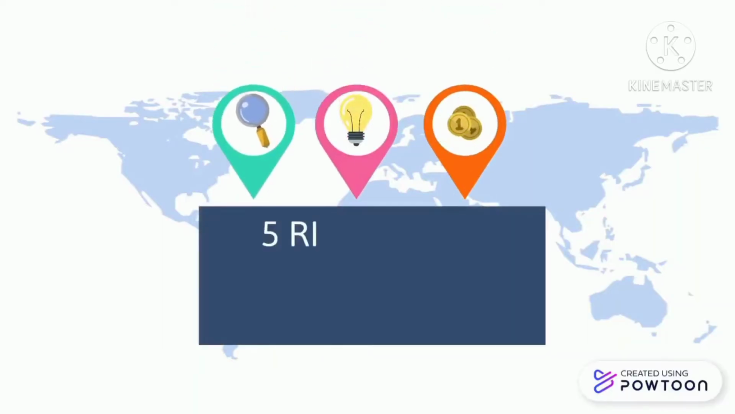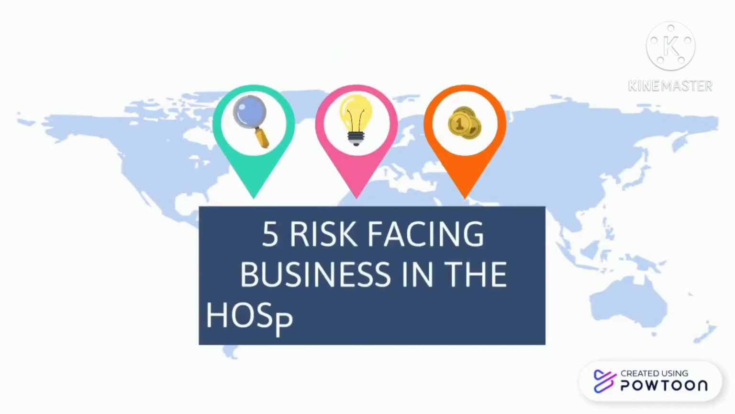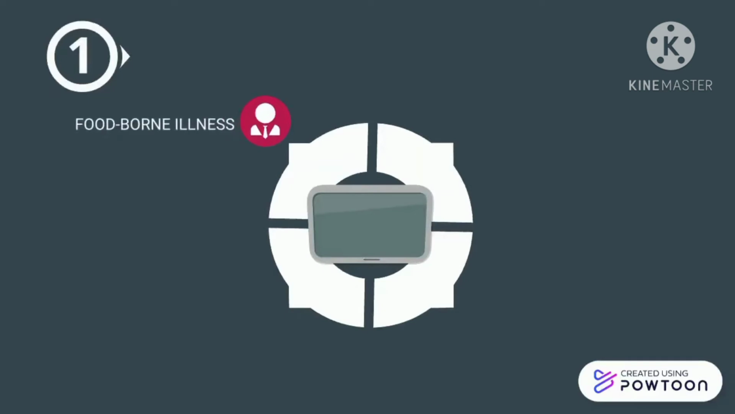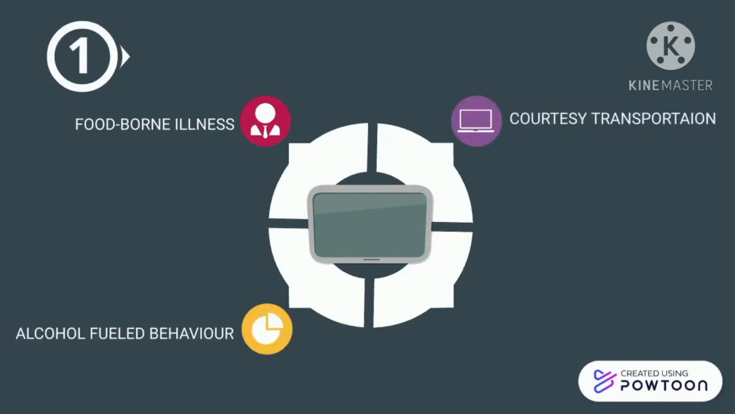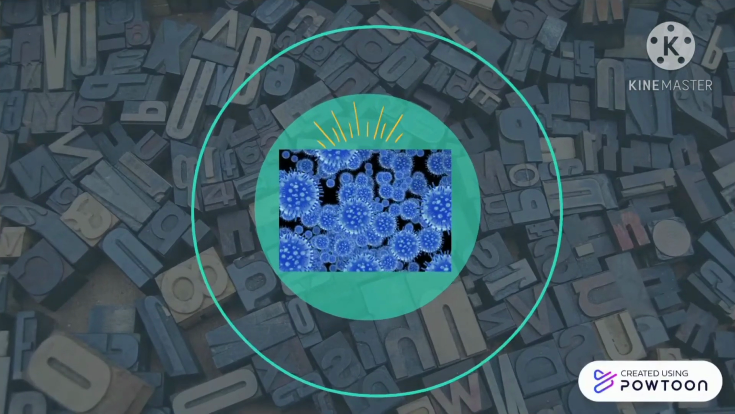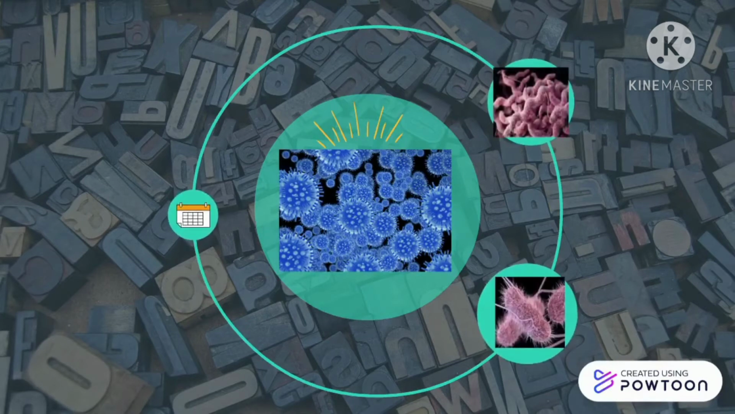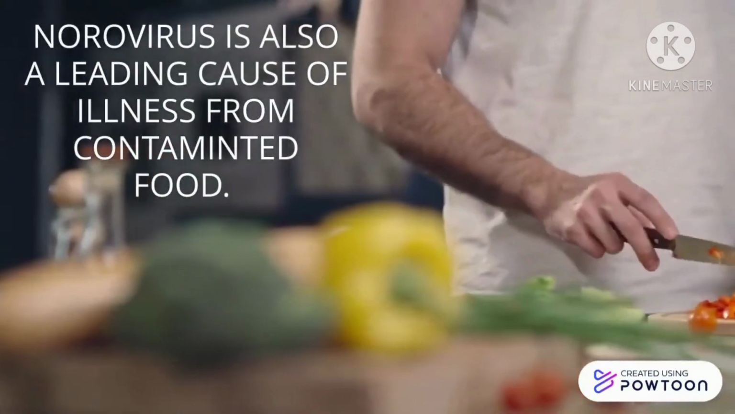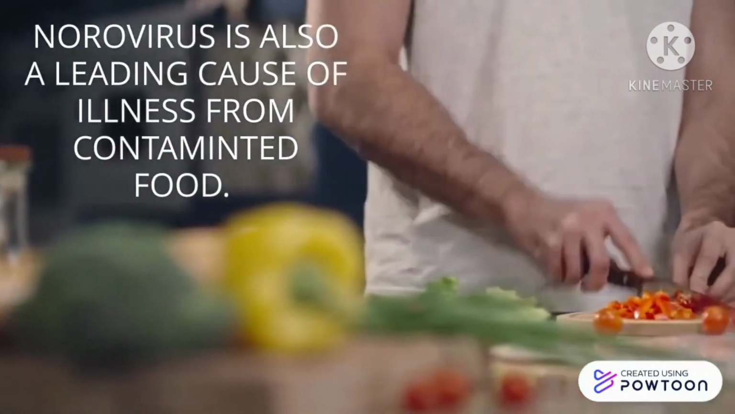These are the 5 risks facing businesses in the hospitality sector. First, foodborne illness. Second, alcohol-fueled behavior. Third, courtesy transportation. Fourth, on-premises security. And last, cybersecurity. Food safety is one of the biggest risks for businesses operating in the hospitality industry. Common infections include Salmonella, Campylobacter from contaminated chicken, Vibrio from raw shellfish, and E. coli.